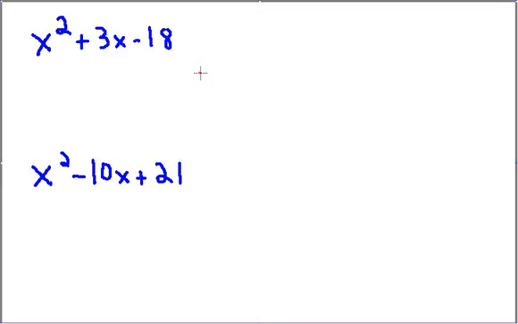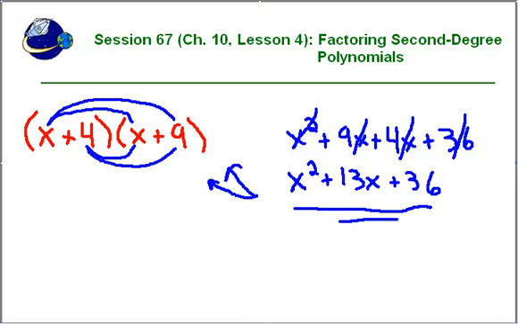Our question here is, what is it that's going to be multiplied together to give us x squared plus 3x minus 18? Well, we're going to back up a screen, and we're going to take a look at what happened.